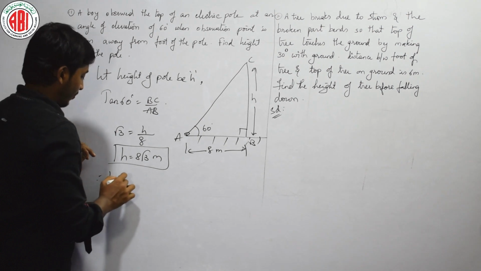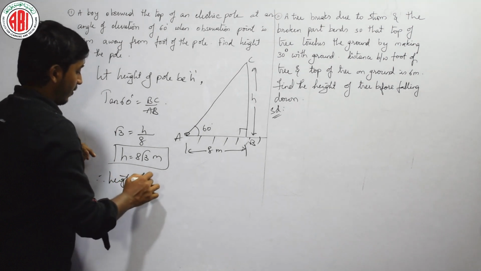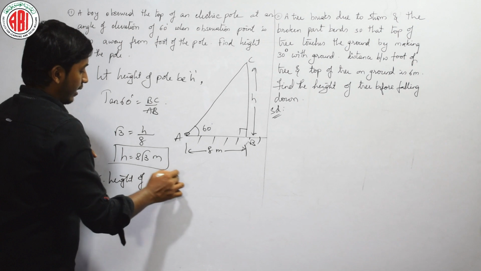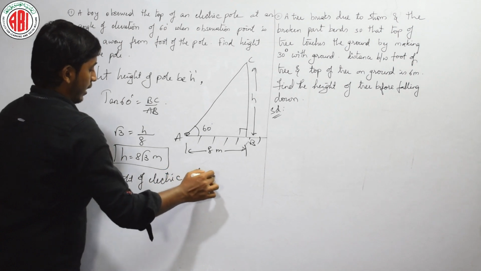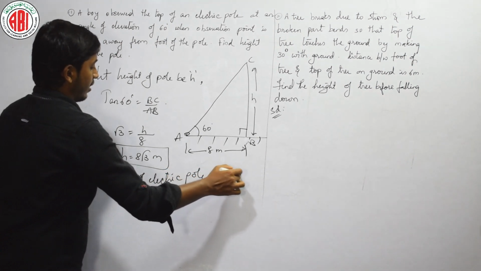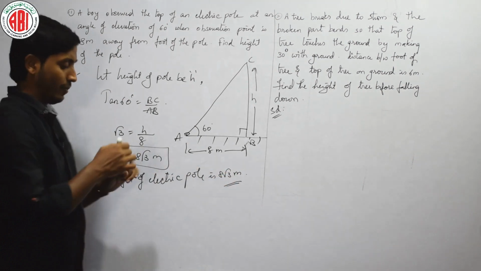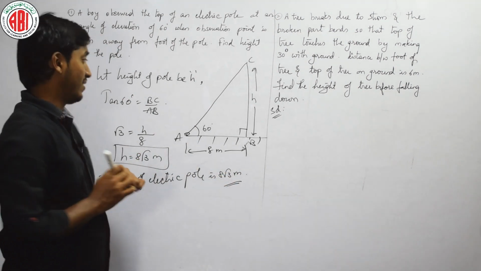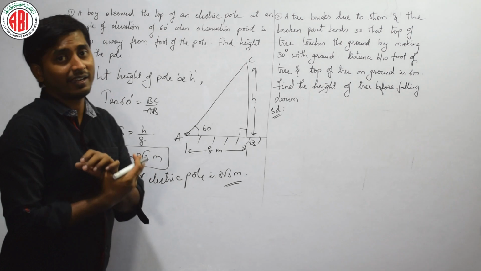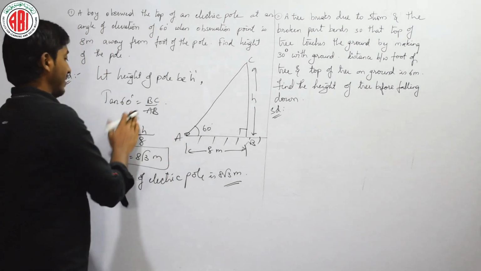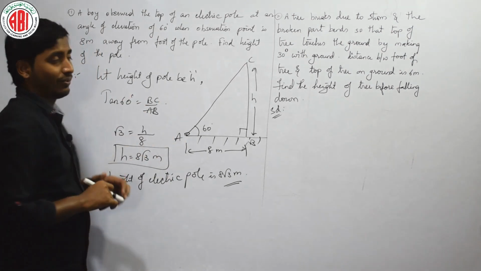Therefore, the height of the electric pole is 8 root 3 meter. That is it. We have completed our problem. Right, we have never seen such a small problem here, right. Even if you do not write this and this, you can directly write the answer also.